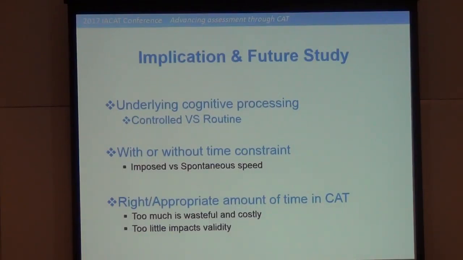I don't know. And I think this study can provide new insights about what is the right or appropriate amount of time in CAT. How much time for each section, for each item, because GRE is multi-stage, it's adaptive across sections, it's not adaptive across items. But either way, we want to know what is the best time, how long we should provide for each section or for each item to the test takers. Under this circumstance, we can have the best or maximum measurement information, because too much is wasteful and costly, and too little can impact our measurement validity.